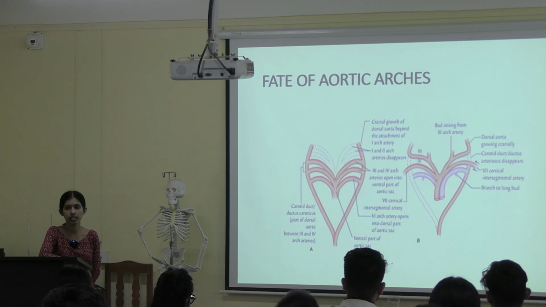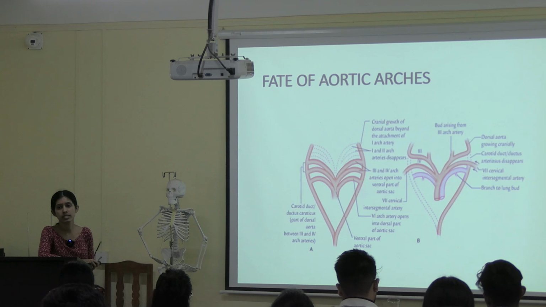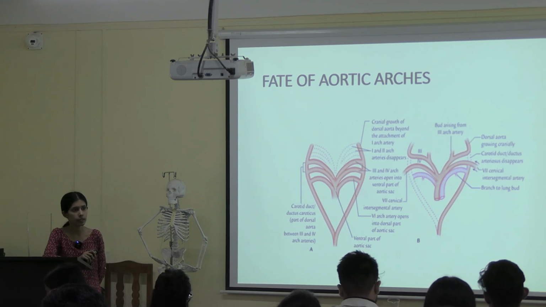So, what are the derivatives of the third aortic arch? Right and left, the right and left common carotid arteries and their branches, that is the external carotid artery and internal carotid artery. Is it clear for everyone, the derivatives of the third aortic arch?